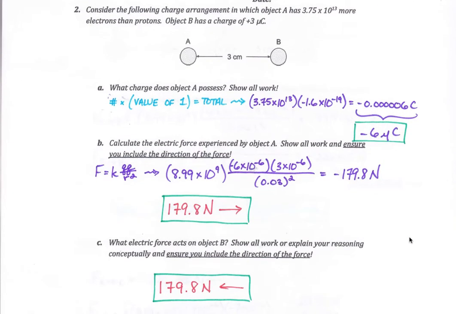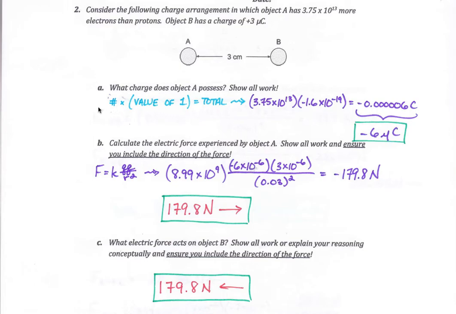For number 2, we're told two things. We're given the actual charge on object B. We know that's 3 microcoulombs. But we're not given the actual charge for A. We're given how many more electrons than protons it actually possesses. So the first thing I need to do is figure out what charge object A possesses.